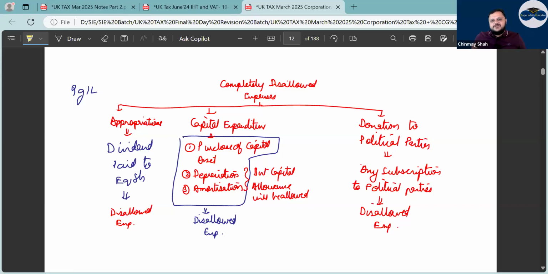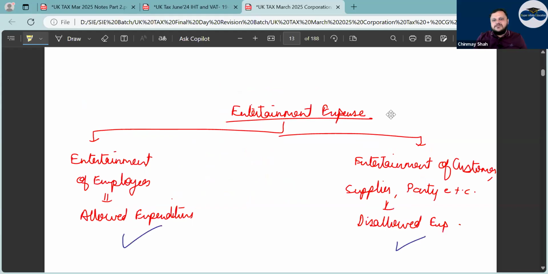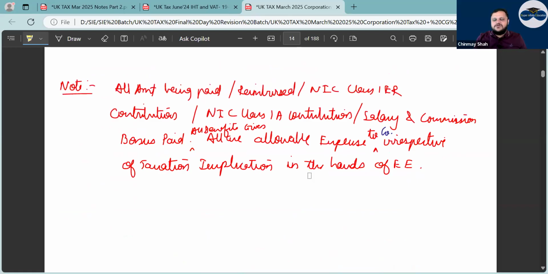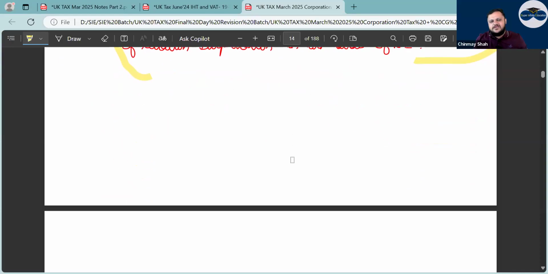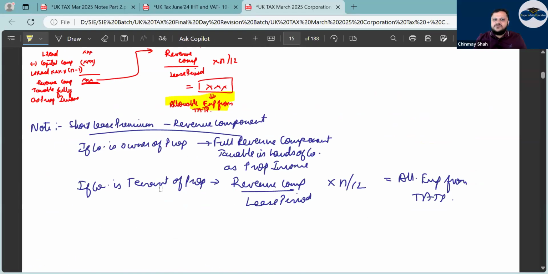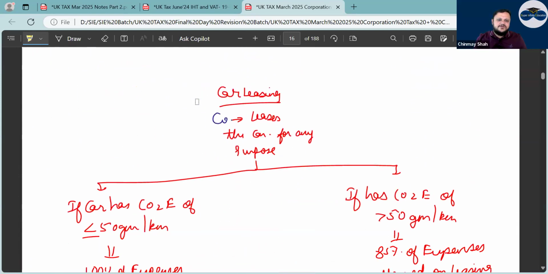So I have copy pasted the completely disallowed expenses from there: purchase of capital asset, depreciation, amortization, but capital allowance will be allowed. Donation to political parties, right? Obviously, any subscription to political parties will be a disallowed expense. Then entertainment expense, entertainment of employees allowed, entertainment of customers, suppliers, anyone, not allowed. All amount paid by employer, that is company, to its employees, will be allowed as a deduction for the company. What happens in the hands of employee has to be looked at separately, right? Then short lease premium, I think I don't even need to go into this. You're okay with short lease premium? Tell me. Whatever revenue component will come here, correct? Revenue component by lease period into n by 12.